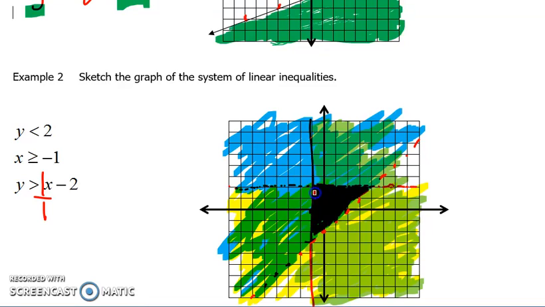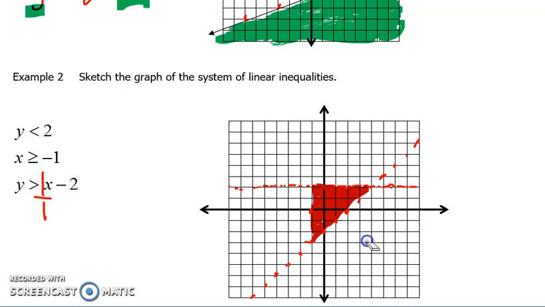So you can make that part inside dark, and that's the answer. And you can actually erase the rest. So that's the answer, just the middle part right here. So where they overlap is the solution of the system of linear inequalities.